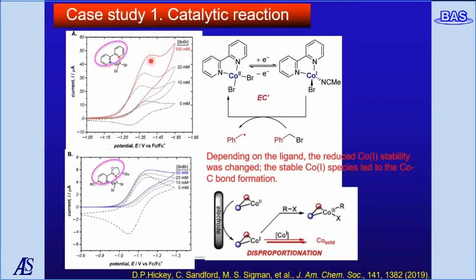This is consistent with oxidative addition of cobalt-1 to benzyl bromide, forming a benzyl radical and simultaneously regenerating cobalt-2, which is reduced at the cathode. By changing the N heterobidentate ligand on cobalt-2, the catalytic activity changed dramatically, which derived from the stability of the reduced cobalt-1 state.